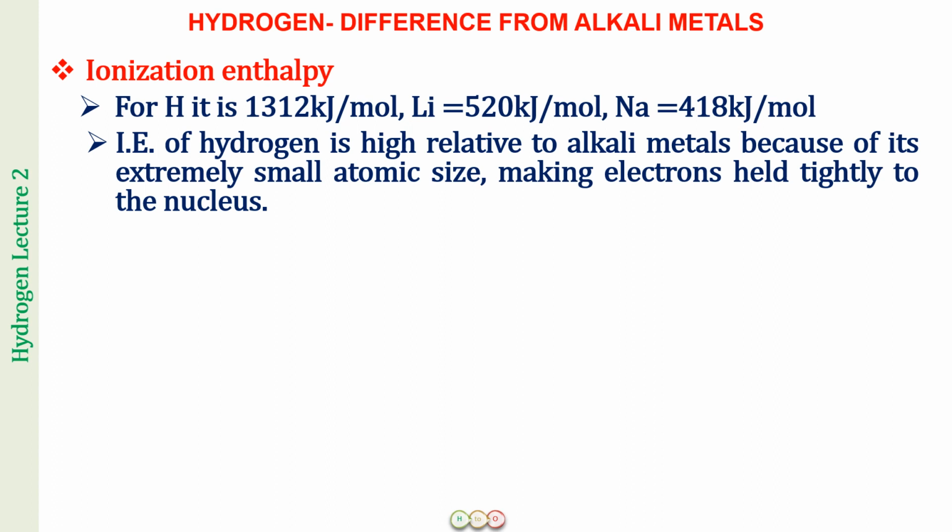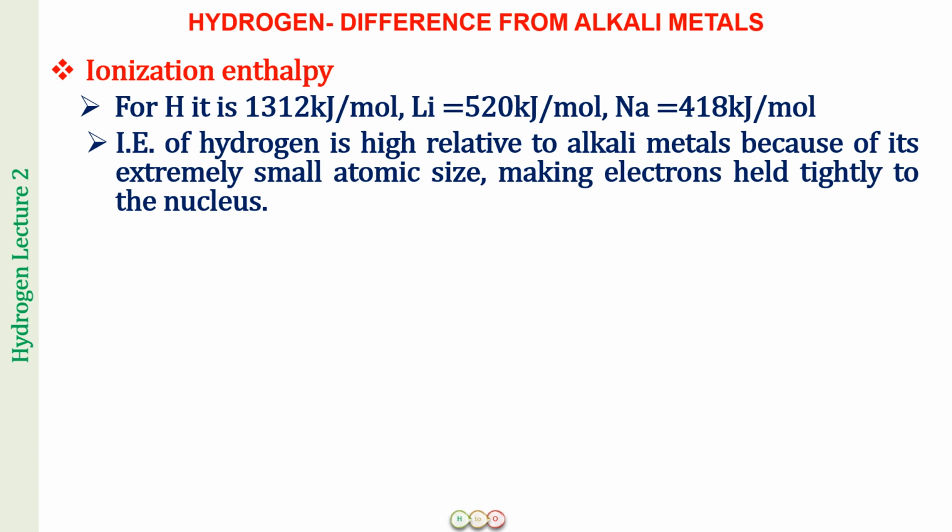Now the question is why? Hydrogen, you all know, has an extremely small size. And an extremely small size makes it very difficult to remove one electron because that electron is very tightly held to the nucleus. So we require a lot of energy to remove that electron which has been tightly held to the nucleus in the case of hydrogen. So we see the value of ionization enthalpy for hydrogen much higher as compared to the alkali metals.